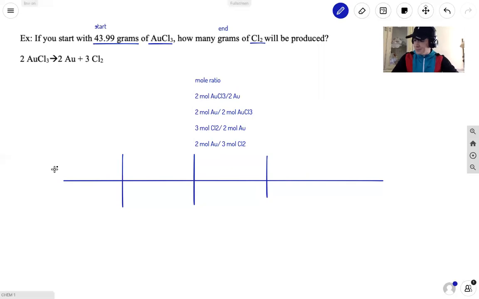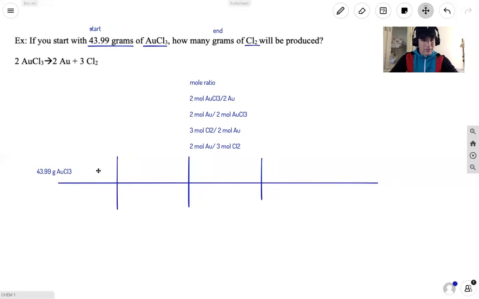So for this problem, look where we're starting. I'm always going to take what I'm starting with and put it in this first one, just like we do in class. So here, I'm going to put 43.99 grams of aluminum, gold, trichloride. That's what I'm starting with. That's stuck there, so 43.99 grams of aluminum trichloride.